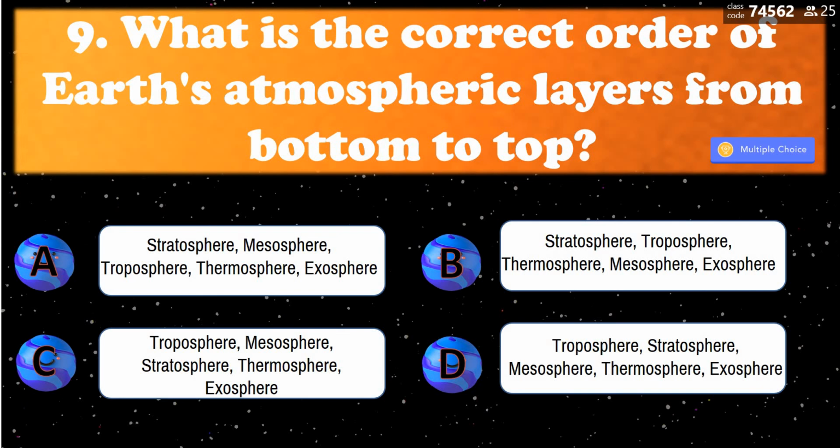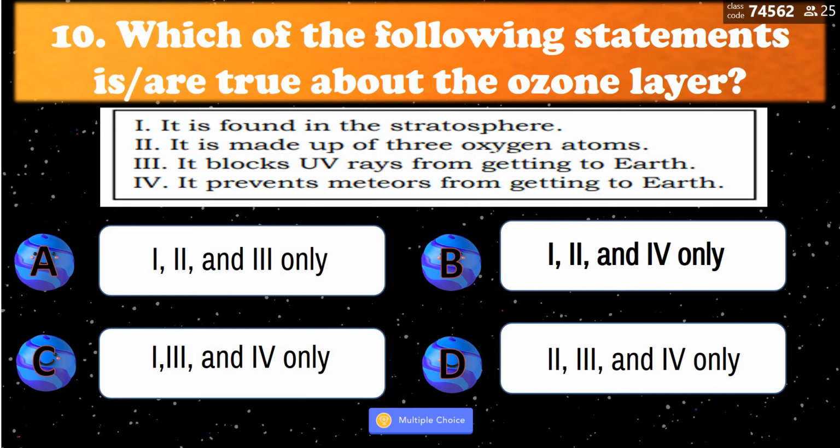Letter D. Which of the following statements is or are true about the ozone layer? 1. It is found in the stratosphere. 2. It is made up of 3 oxygen atoms. 3. It blocks UV rays from getting to Earth. 4. It prevents meteors from getting to Earth. Correct. It's letter D. 2, 3, and 4 only.